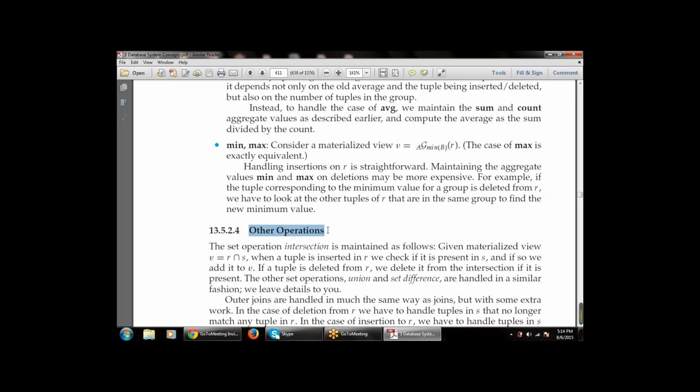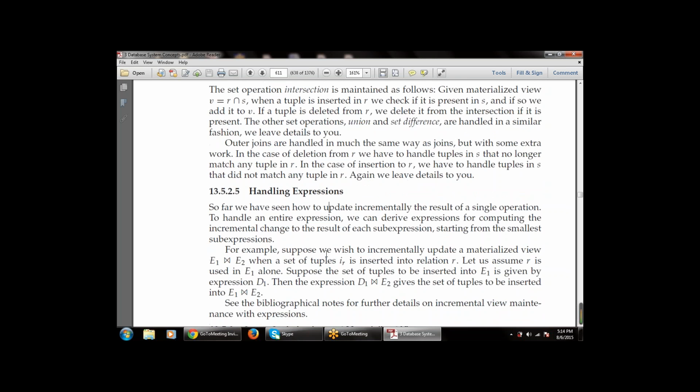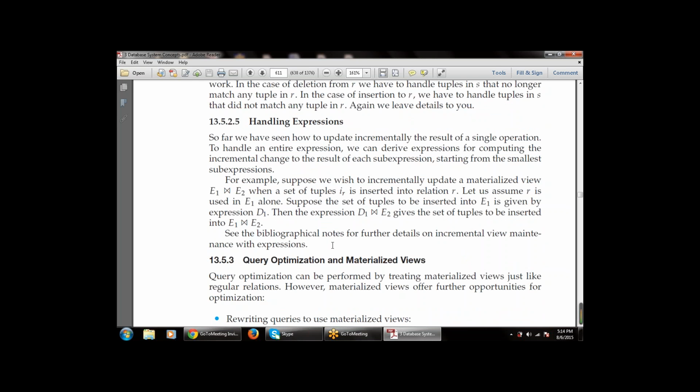The next is the other operations. The set operation intersection is maintained as follows. Next is handling expressions, that is, how to handle expressions by using various query techniques. The next is query optimization and the materialized view, that is, how to optimize the query and what the various views available in the materialized view are.